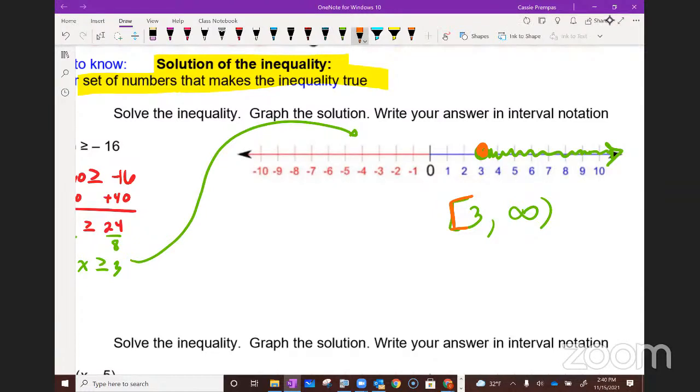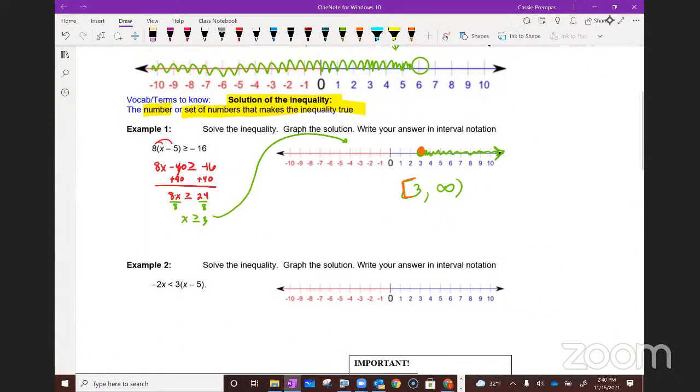The only time the infinity comes before is if it's shaded this way. Yeah, that's right. Yes, because then the smallest value x could be would be negative infinity. It would be negative infinity to -3 with a bracket. Good. All right, guys, on to example 2.